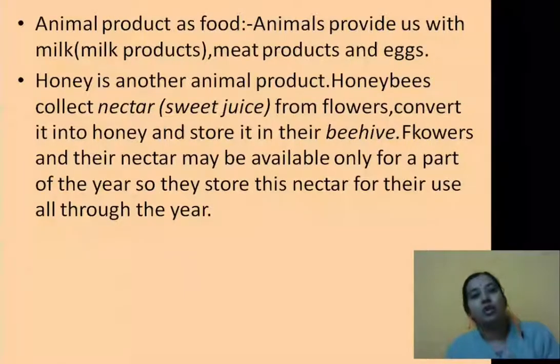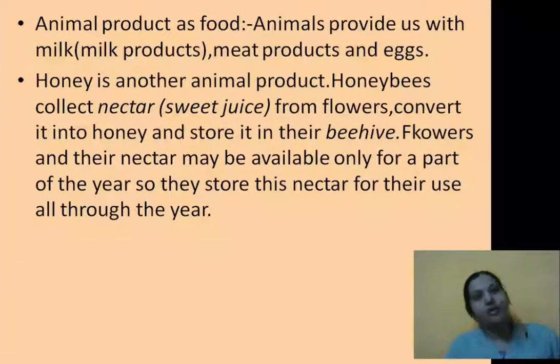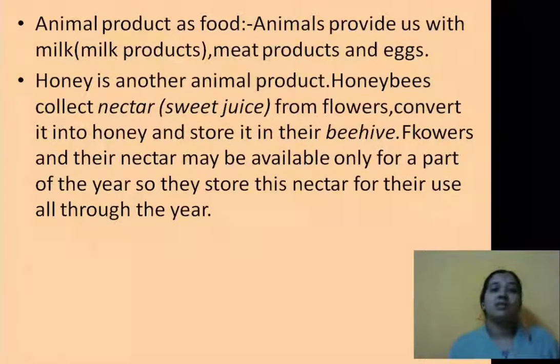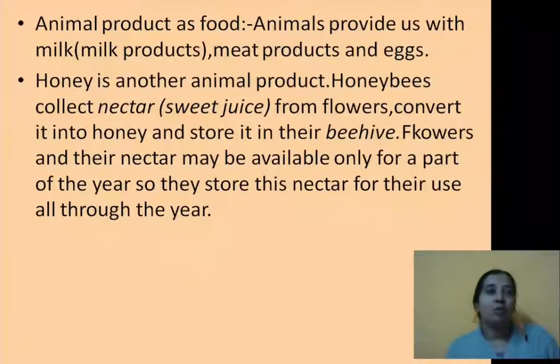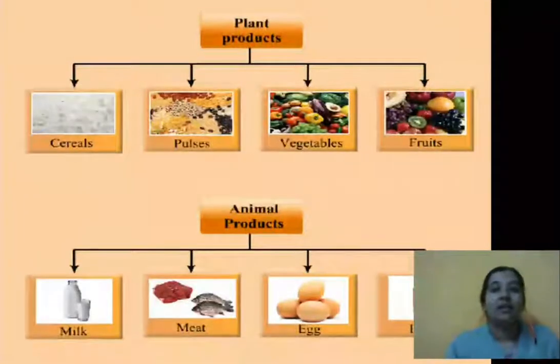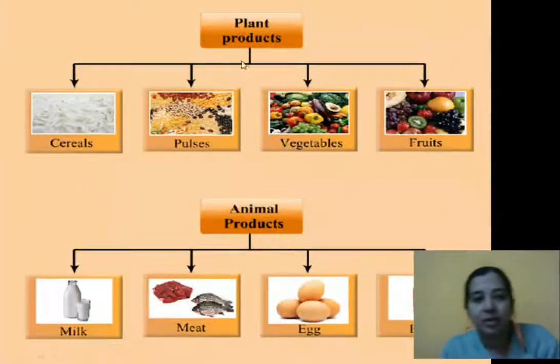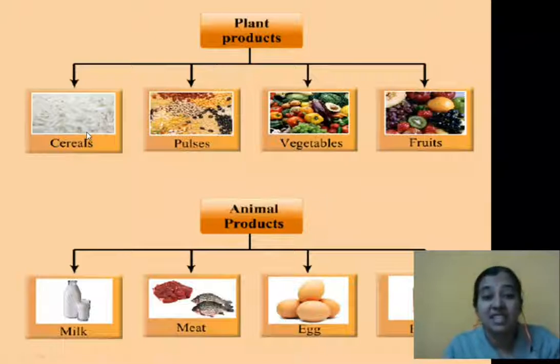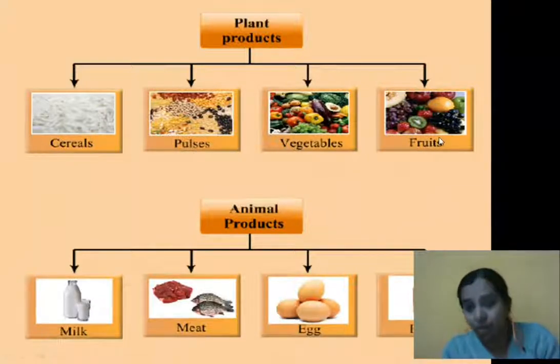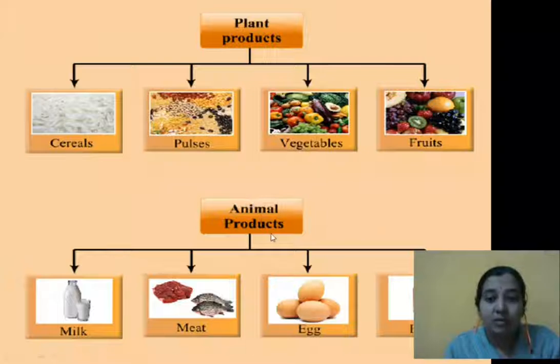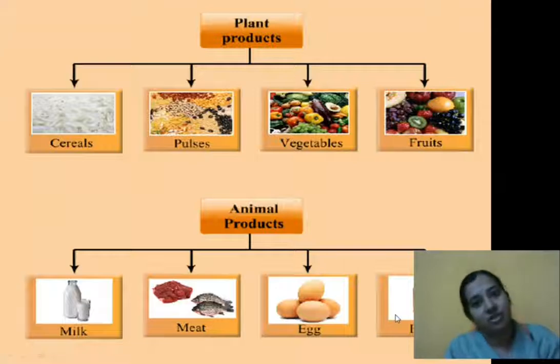This process goes on, and they just store it there for the time being. Then they convert it into honey, as we don't have all the flowers in all seasons throughout the year. So whatever stored nectar is there, that is more than enough for them for the production of honey throughout the year. Okay, now here you can see some of the plant and animal products. In case of plant products, we have cereals, pulses, vegetables, fruits. When it comes to animal products, we have milk, meat, eggs, and fish. Okay?